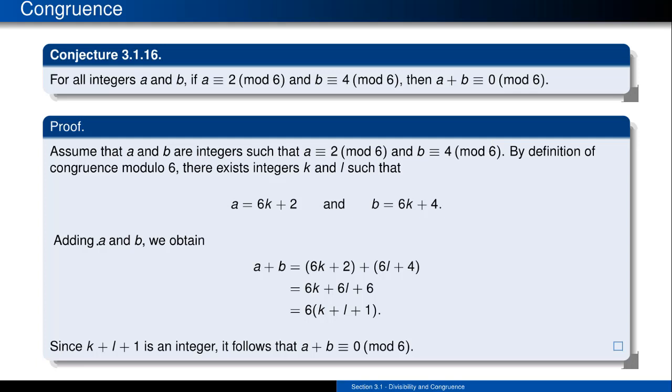And then I'm just going to let the reader know that I'm about to do some addition. So in this case, adding a and b together and doing a little bit of math magic is going to say, hey, a + b is going to look like this nice 6 times something. That something is in fact going to be an integer. Therefore, I'm going to have that a + b is going to be congruent to 0 mod 6.